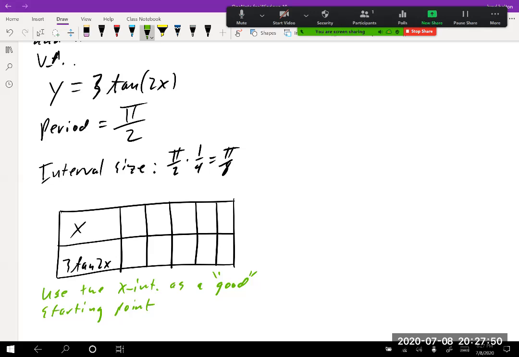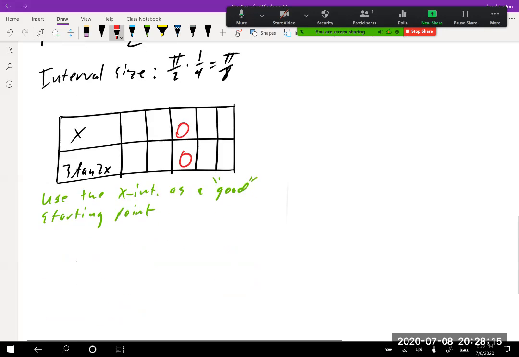That's what I would do. Okay, so let's find our x-intercept. Let's plug 0 into the function. If we plug 0 into that, that would be the tangent of 0. When you take the sine of 0, you get 0, and you take the cosine of 0, you get 1. So 0 over 1 is 0. So I know right here that the value is going to be 0. Okay, so I now have my x-intercept.